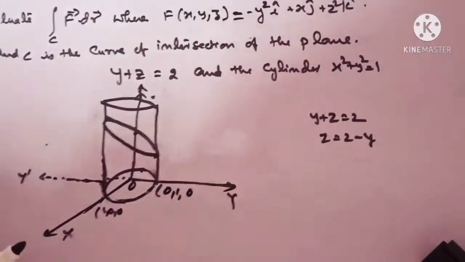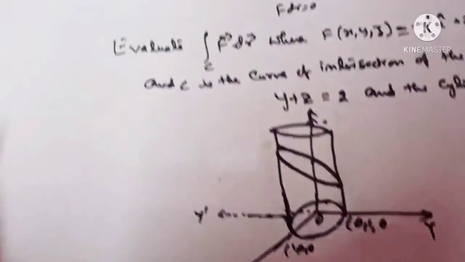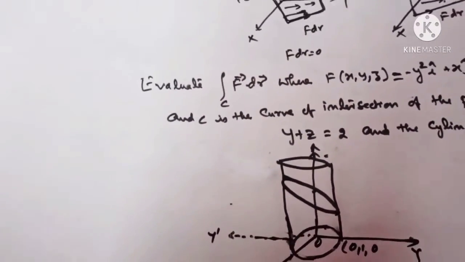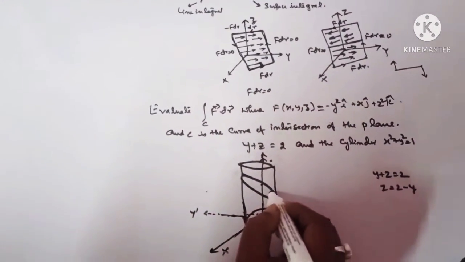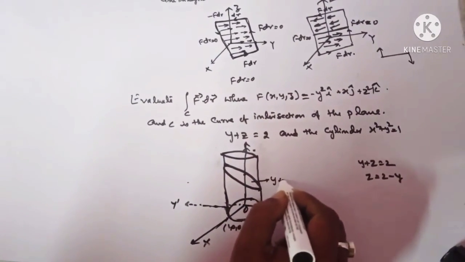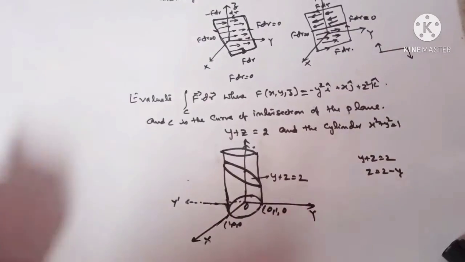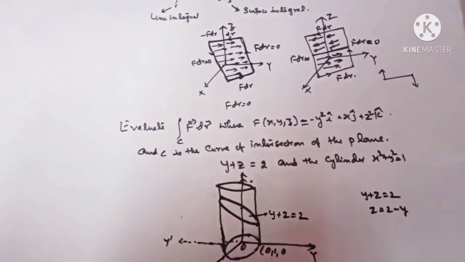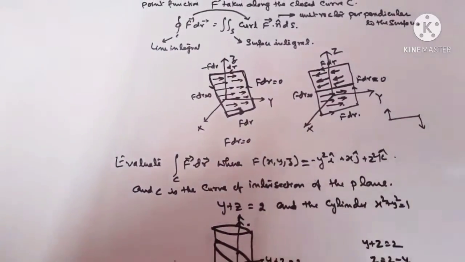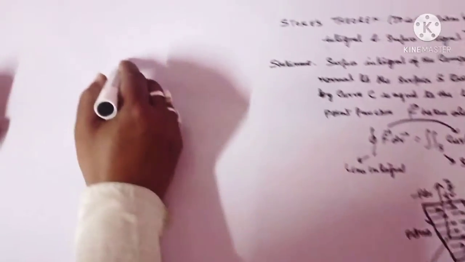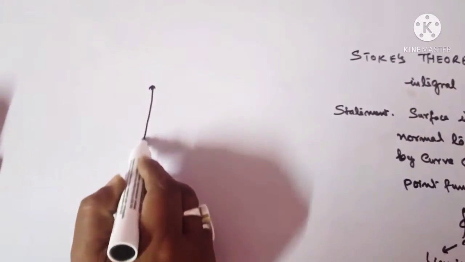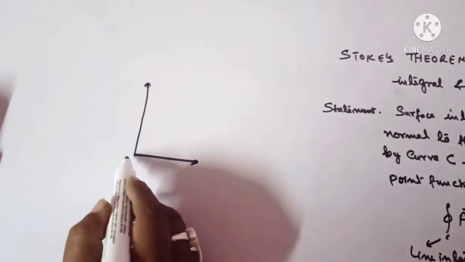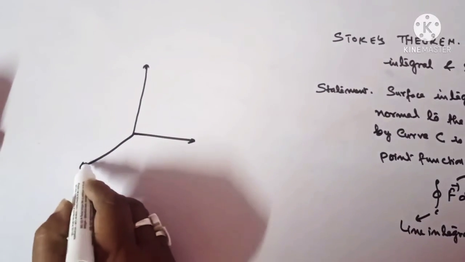So again, you have to draw one more figure. This is your plane, y plus z is equal to 2. Now again, you have to go for another thing. Again, I am going to draw the figure here because you will come to know why I am going to draw it.